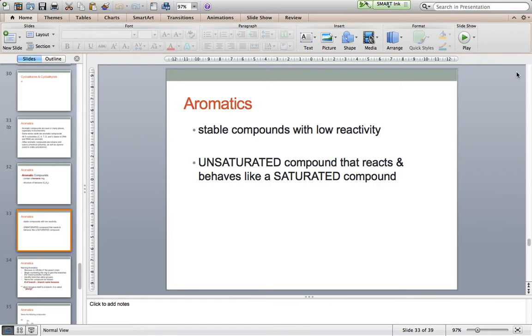However, benzene is a little bit funny. It behaves and reacts more like a saturated compound. So if you go on to take a look at different types of reactions that organic compounds can have, you'll see benzene and aromatic compounds tend to react more similarly to alkanes, so saturated compounds, than they do to alkenes or alkynes.